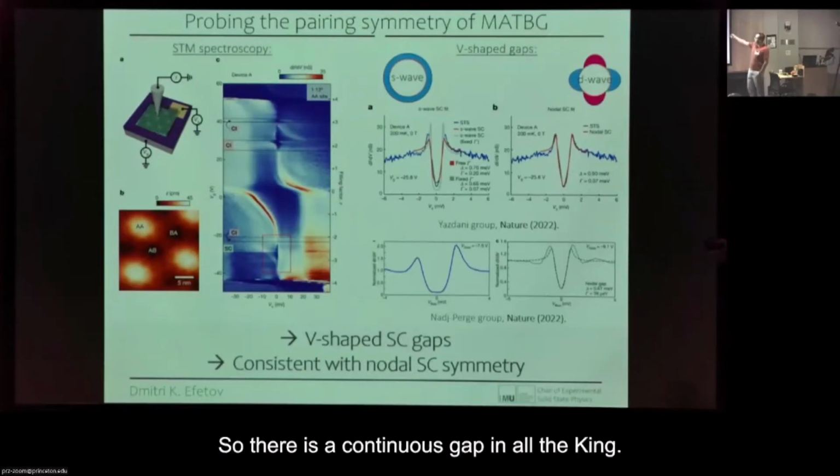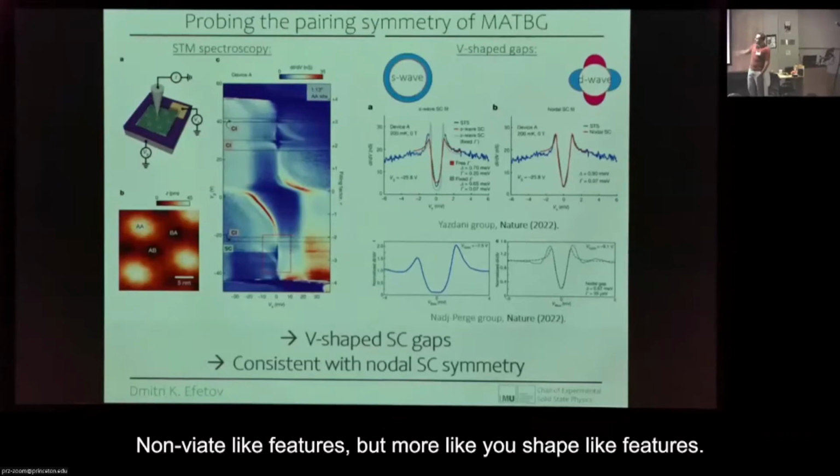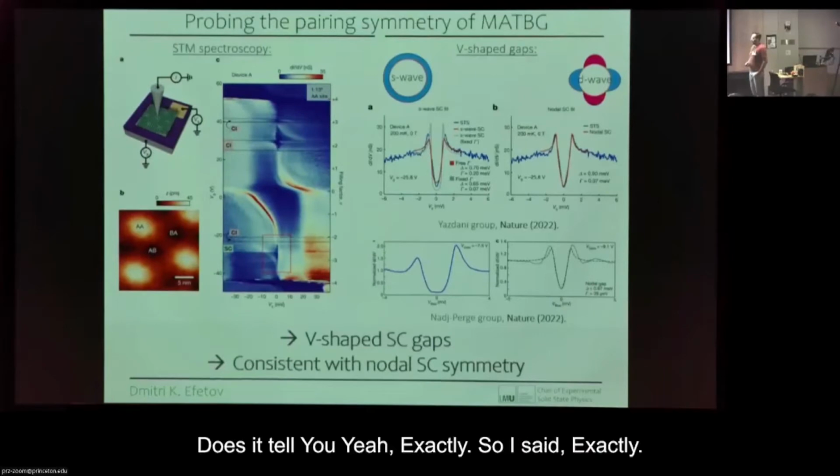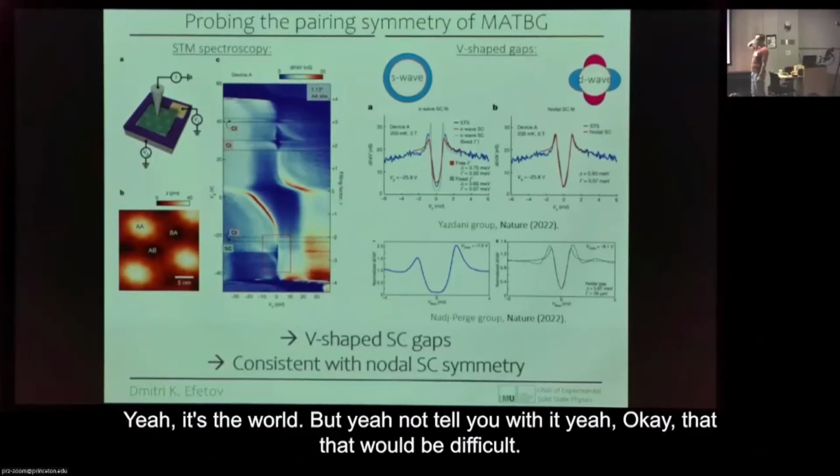If you have an S-wave superconductor, there's a continuous gap in all the k vector directions. So it's usually a very sharp and hard gap, and you should observe very sharp, non-V-shaped features, more like U-shaped features. So it should be a nodal point, or does it tell you if it's maybe a nodal line? Yeah, exactly. From these spectra, you cannot tell if it's P-wave or D-wave. You can only tell that it's nodal, but you cannot tell whether it's a point node or a line node.